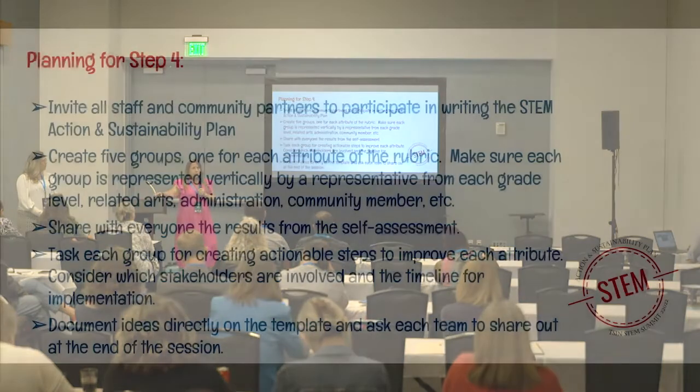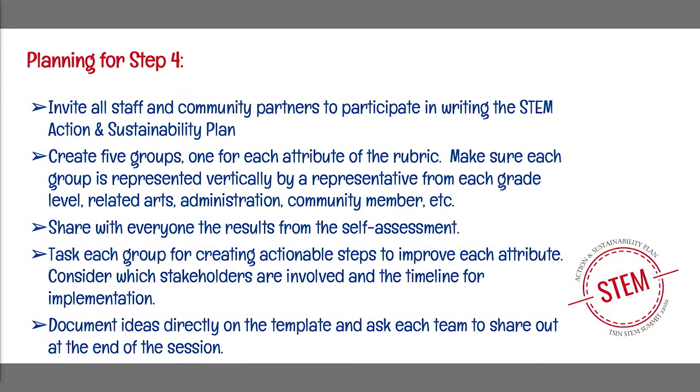And when we get them together, let's pretend this whole room is our faculty meeting. We group them into 5 groups, because there are how many attributes? 5, right? So group 1 might be working on just infrastructure, and group 2 on just curriculum and instruction, and they're going to hyper-focus on just that attribute. We try to build that team vertically. We try to have a teacher from kindergarten, a teacher from first, a teacher from related arts, and admin. So make that organic group representative, and also include a community member.